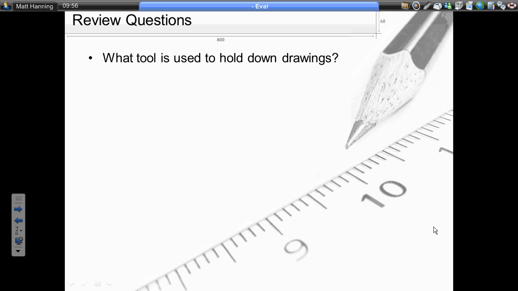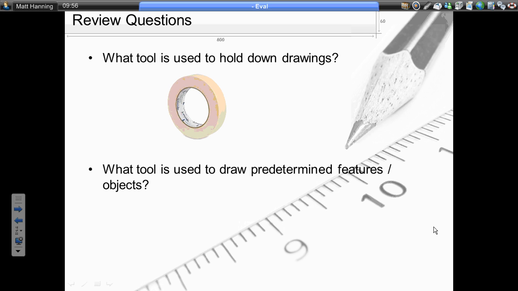So what tool would you use to hold down a drawing, Devin? What tool might you use to hold down a drawing? Help him? Tape? Drafting tape. What is it? I was thinking it was a certain type of tape. Yep. What type of tape? Very good. Thank you, sir. Masking or dots. We'll use masking in here.